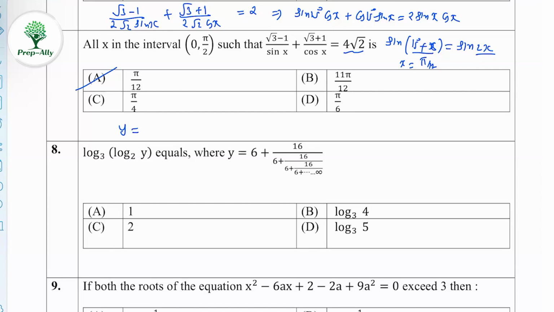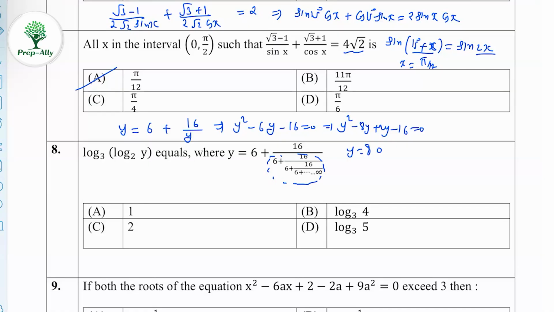So y is equal to 6 plus 16 by y. This is again what I can consider y. So what will you get? Y square minus 6y minus 16 equal to 0. So y square minus 8y plus 2y minus 16 is equal to 0. So y is equal to 8, or y is equal to minus 2. Y is equal to 8 is possible. Y is equal to minus 2 is not possible. Why? Because this quantity is always positive. You have to take only the positive value. So y is equal to 8. Now substitute y is equal to 8 here. You will get the answer as 1.